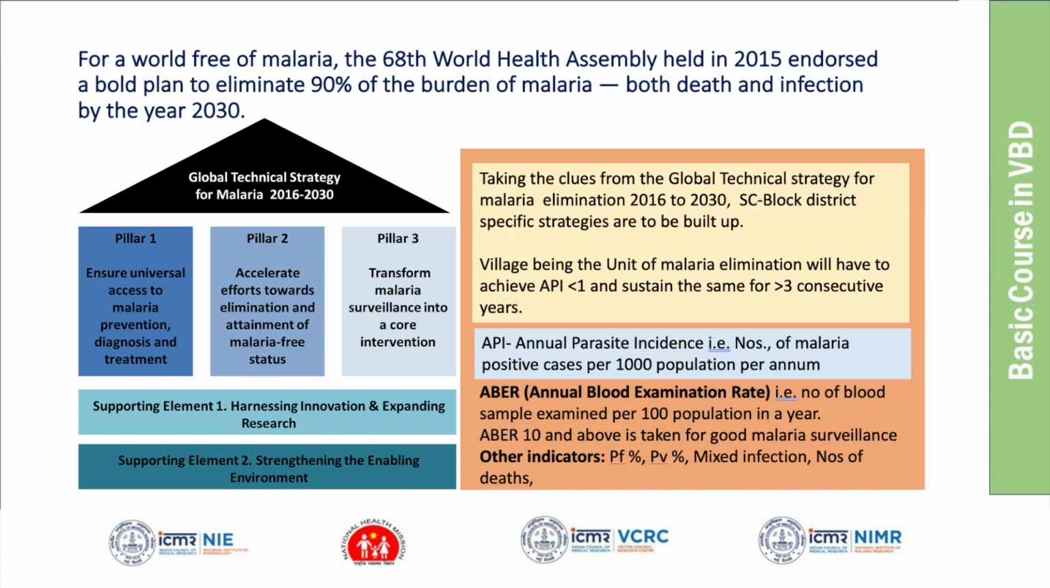And other indicators we know: PF percentage, PV percentage, mixed infection, and number of deaths. Research papers also say that beyond PF and PV, Odisha and many other parts of the country also have P. malariae and P. ovale, and there is also doubt of Plasmodium knowlesi. So if these parasite species are confirmed fully and their burden can be known, then we may have to strategize the drug policy. Though the vector control measures are the same for everything, we have to change the drug policy. And then surveillance will be the major core intervention for everything.